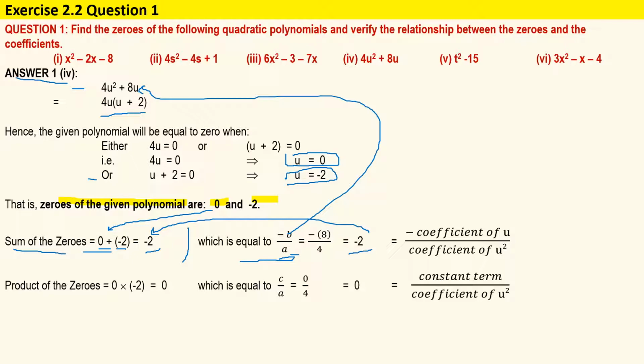Similarly, the product of the zeros will be 0 multiplied by minus 2, which is equal to 0, which is equal to c by a, which is equal to 0 by 4, because c in our case is 0. Hence it is equal to 0, and we have verified the relationship between the coefficients and the zeros.